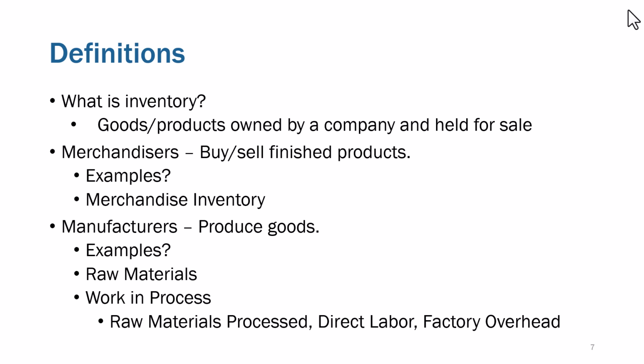So they have the manufacturers. They have raw materials and work in process, which is raw materials in process. They've got direct labor. They've got factory overhead. Those are different types of inventories that they have. In financial accounting, in this series, we're going to be focusing on the merchandisers. It's usually the second accounting course, managerial accounting, where you dig into more of the manufacturing companies. So finished goods is also something that manufacturers have.